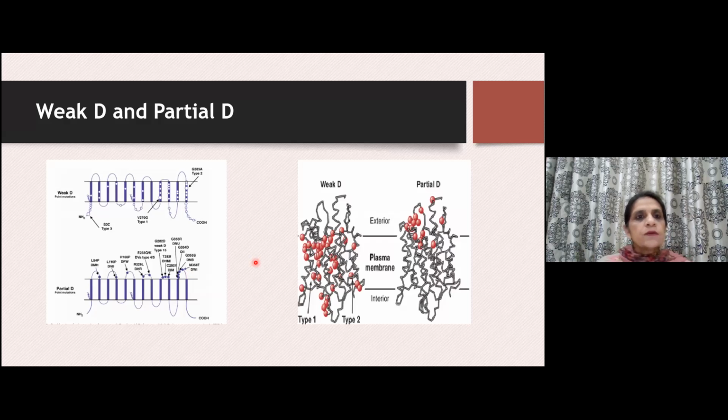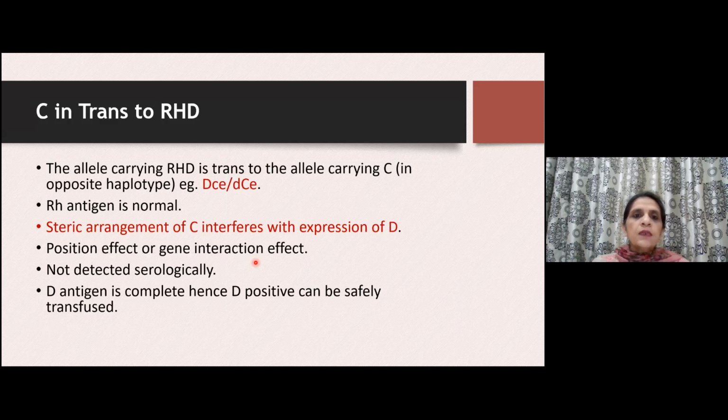Now coming to C in trans to D. The allele carrying RHD is in trans to the allele carrying C, that is, it is in the opposite haplotype. So this will be the genotype of this C in trans to D. The capital C is in the opposite haplotype.